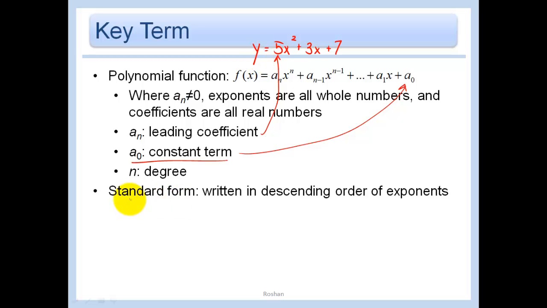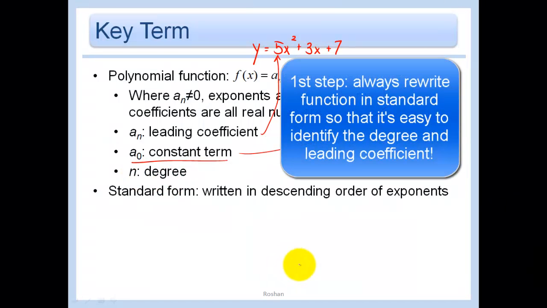When we say we have it in standard form, that's written in descending order of exponents. So if we have squared, we go squared, then just the x, then the constant. If we have cubed, then we would go cubed, squared, x, and then the constant. So highest power to smallest power. Again, the degree of our polynomial function is whatever our biggest exponent is.